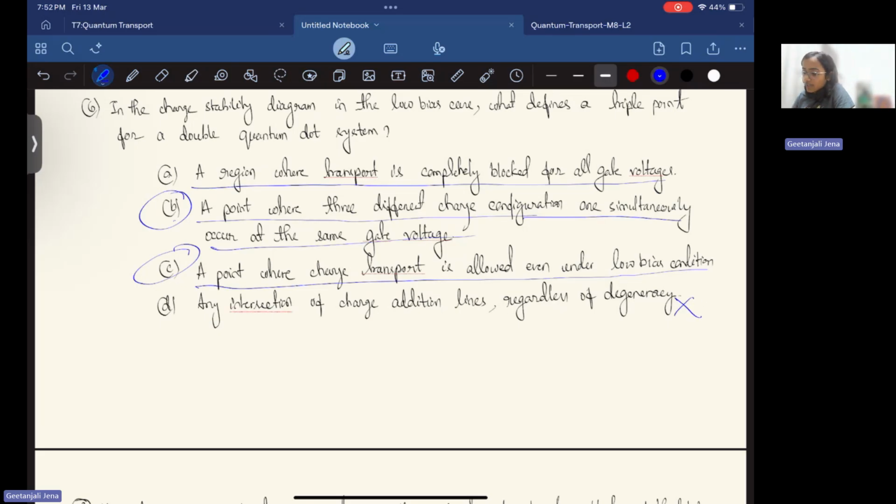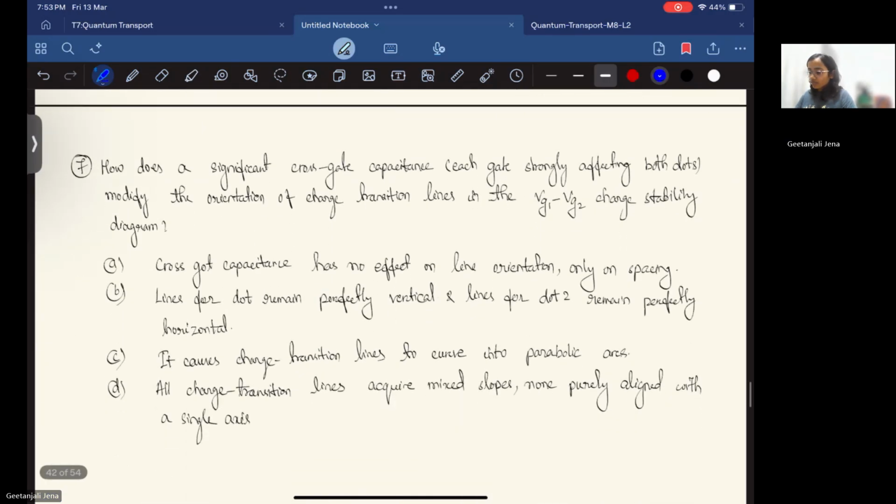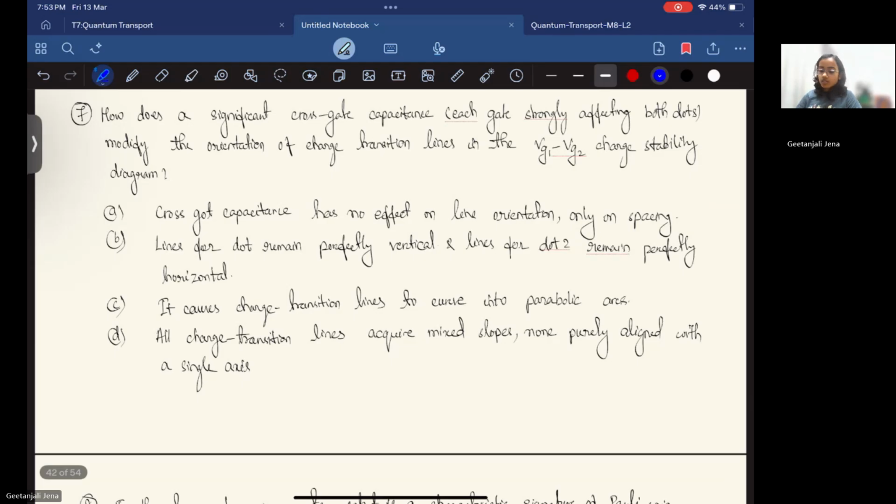So in the charge stability diagram, the triple points are points where we see degeneracy of three charge states, and also it's a point where the charge transport is allowed even under the low bias condition. Okay, just go through question number 7 once.